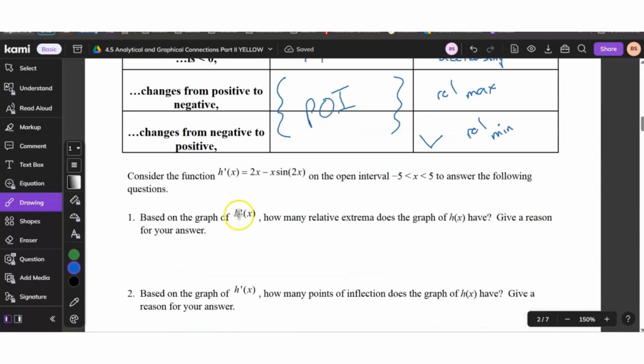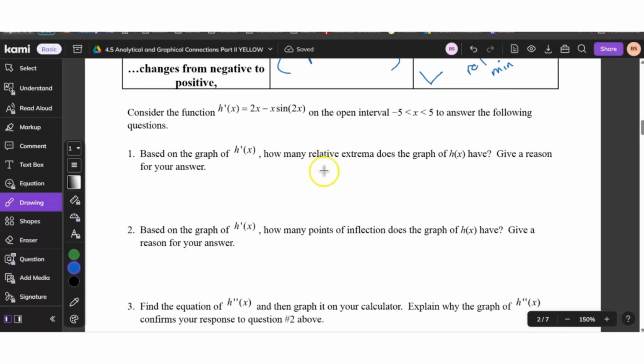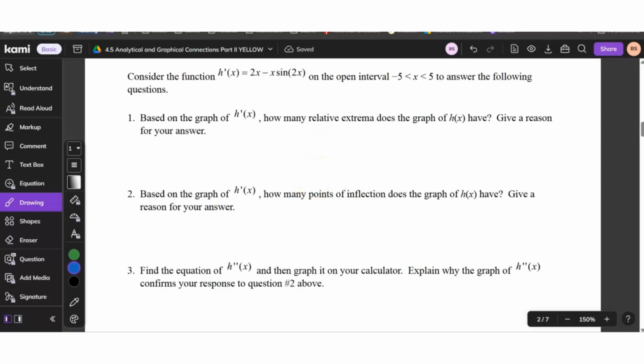All right. So we're going to consider the function h prime of x equals 2x minus x sine 2x on the open interval from -5 to 5 to answer the following questions. Based on the graph of h prime of x, how many relative extrema does the graph h of x have? Give a reason for your answer. So, yep, we can pull out your calculators.